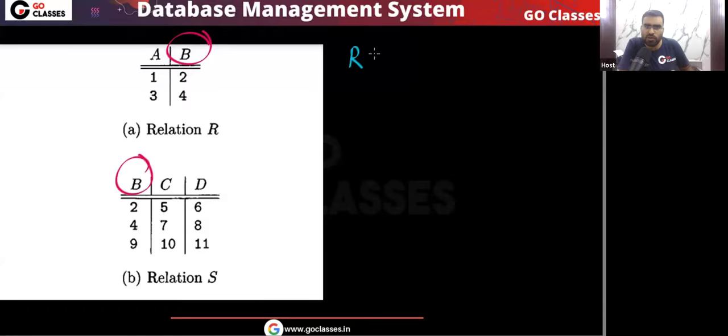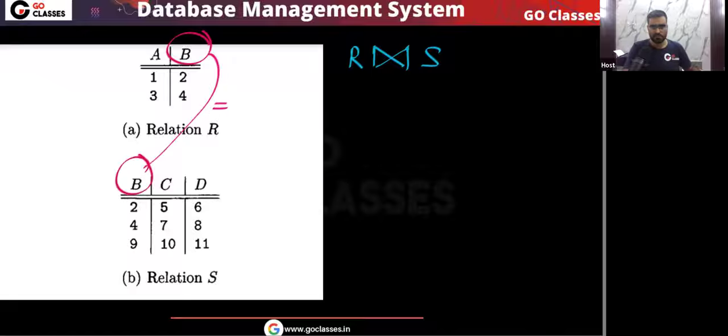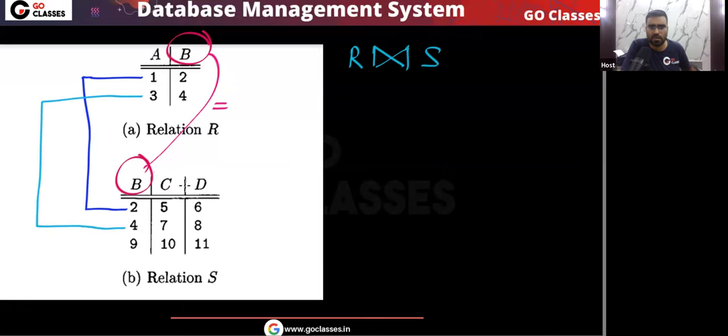In the natural join, remember, we check the equality of common attributes, all the common attributes. The common attribute is B. So this first tuple will match with whom? This tuple will match with this tuple only. And what about the next? This tuple will actually match with this one. Is this clear?